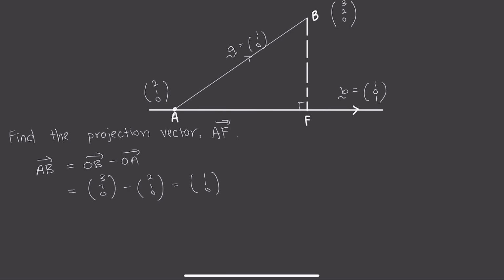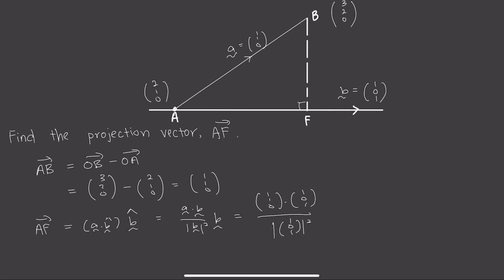Now that I have both vectors A and B, I can find the projection vector. So the projection vector AF, applying the formula, which is A dot B hat, I can expand this to A dot B over the modulus of B squared, times B. Now plugging in the values of A and B, I have (1, 1, 0) dot (1, 0, 1) over the modulus of (1, 0, 1) squared, and I add a (1, 0, 1) at the back.